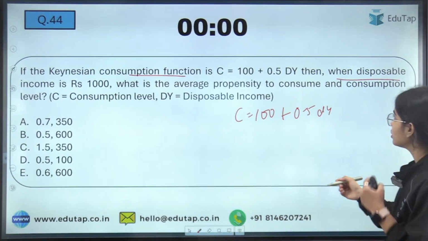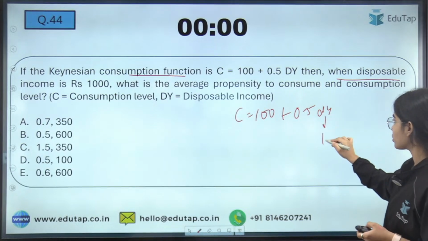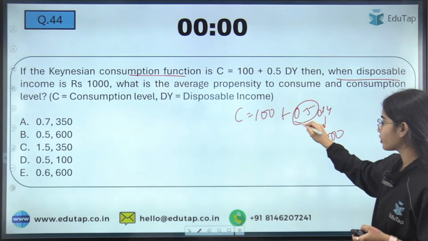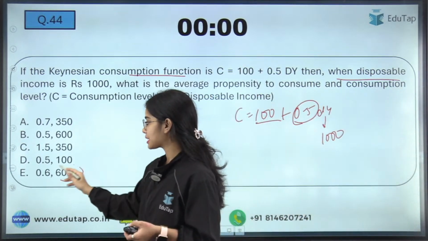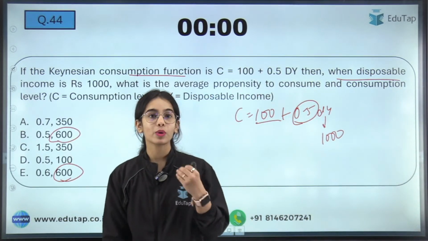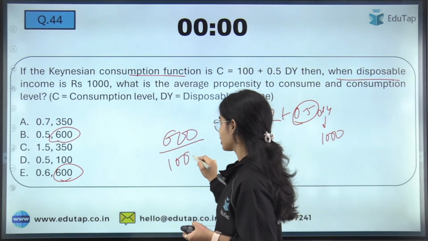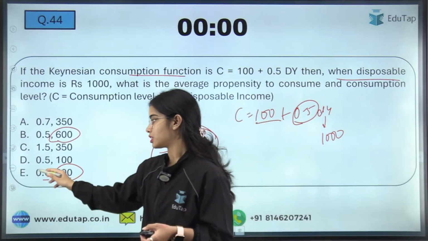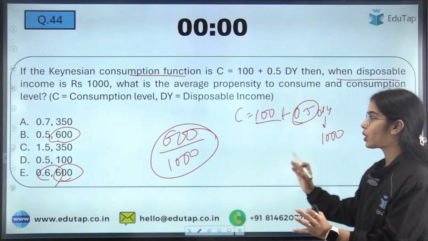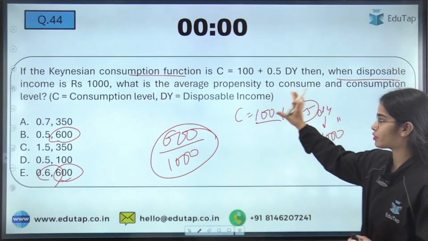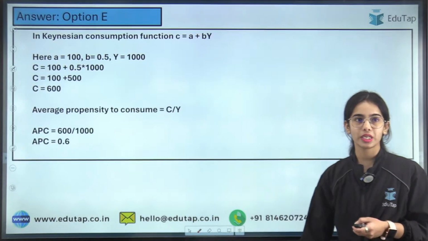So here, first of all, if your disposable income is 1000, multiplied by 0.5, that is 500, plus 100, so 600. So your consumption is 600. What is APC? APC is nothing else but total consumption divided by total income. So your APC is 0.6, right? So yes, the answer is E here. Got it? You just have to put disposable income here and take out the consumption. APC is consumption divided by income. That's it. So E is the answer here.